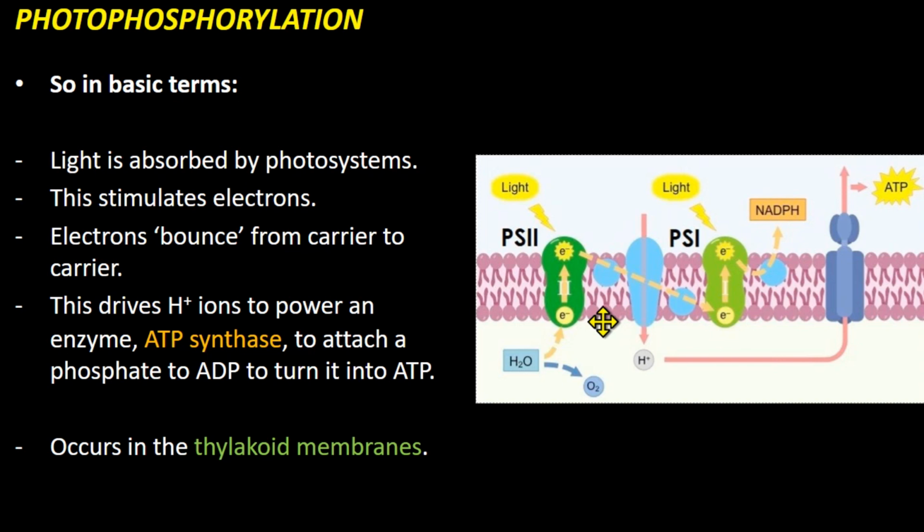Eventually what would happen here is that this would drive hydrogen ions from on top here to go through these protein channels, and this would be used to power ATP synthase to phosphorylate ADP to turn it into ATP. This occurs in the thylakoid membranes.